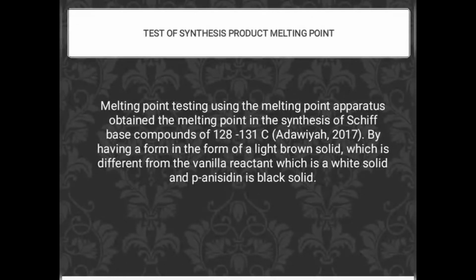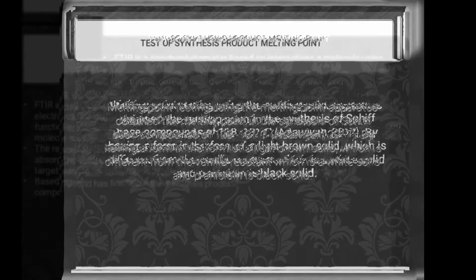Test of synthesis product melting point. Melting point testing using the melting point apparatus obtained the melting point of the synthesis of the base compound at 128 to 131 degrees Celsius, with the form of a light brown solid, which is different from the vanillin reactant, which is a white solid, and p-Anisidine, which is black.